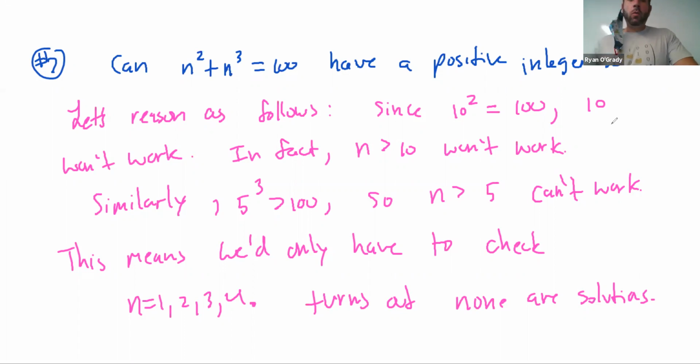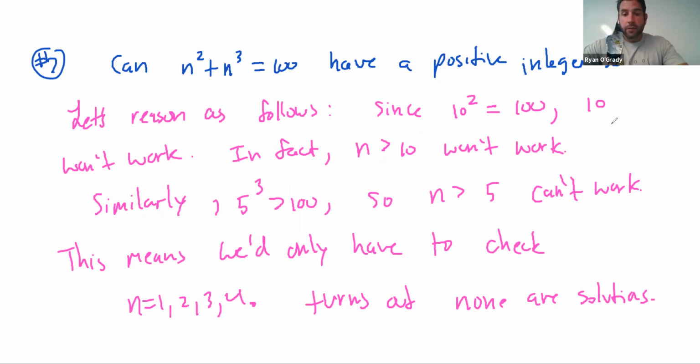Verify for yourself. You plug in 1, last I checked 2 ain't 100. Plug in 2, last I checked 12 ain't 100. Plug in 3, last I checked, 27 and 9, so 36 ain't equal to 100, right? So those guys can't work.